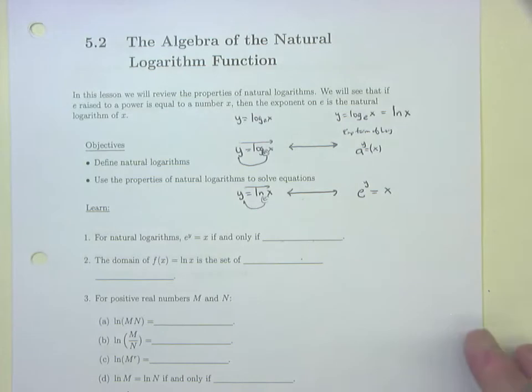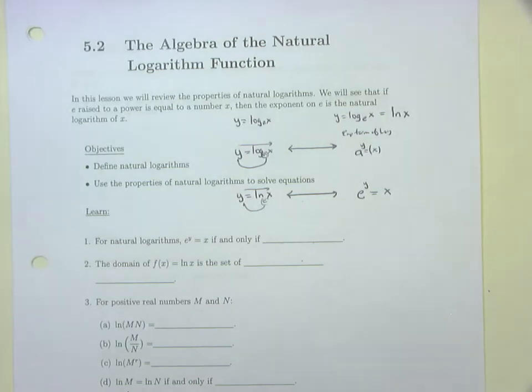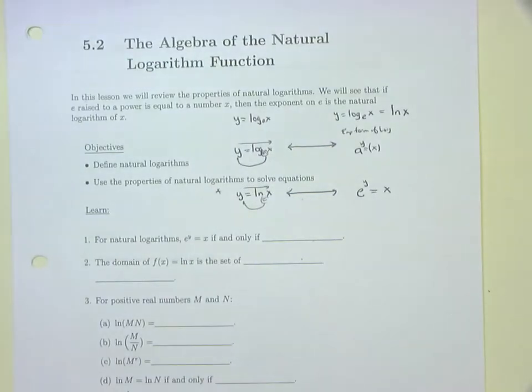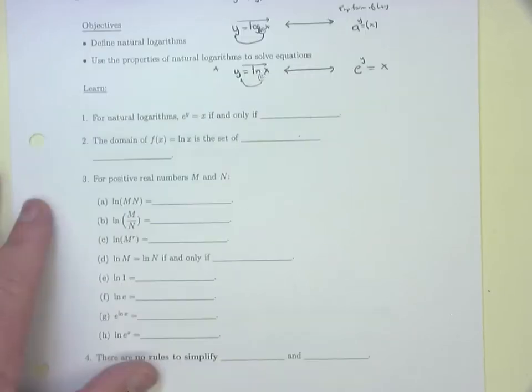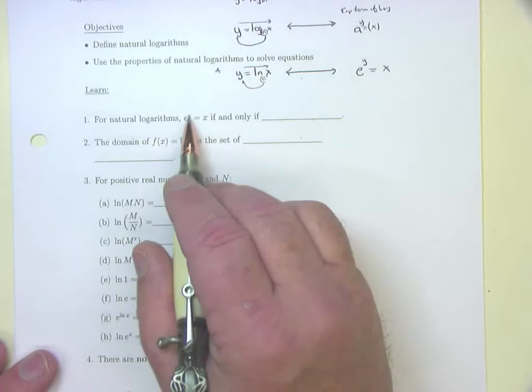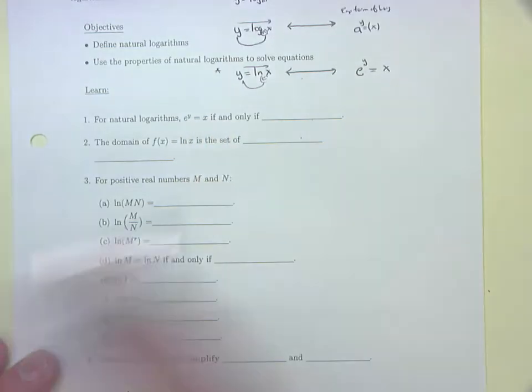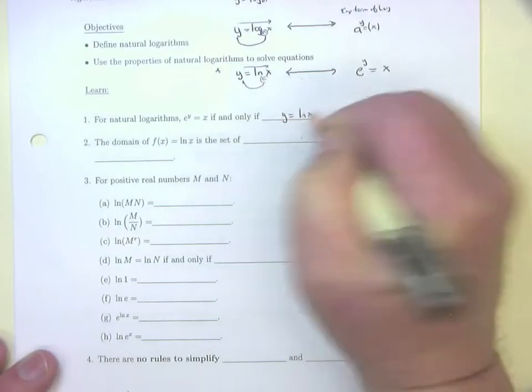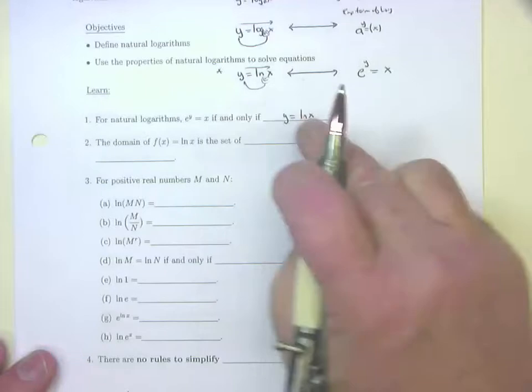Now when it comes to properties, again, we're going to be focusing mostly on the natural log with that base e, because that tends to show up in your business and your exponential growth and decay and so many different areas, especially that compound and continuous. So under our learn mode here, for natural logarithms, e to the y equals x is if and only if, what is this equivalent to? It's the same thing as y equals the natural log of x. This is the exponential form, this is the log form.